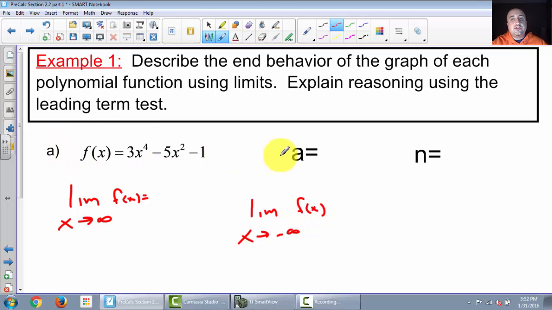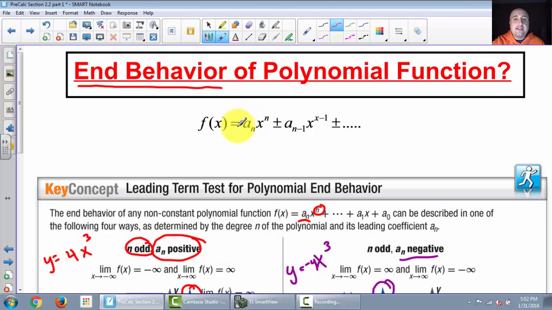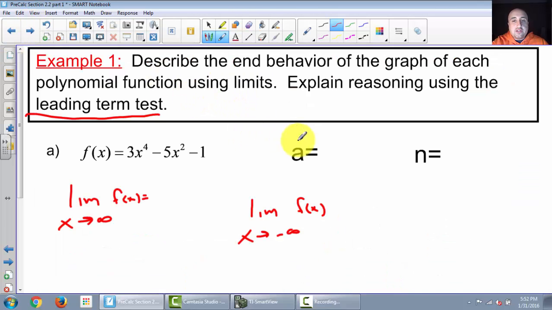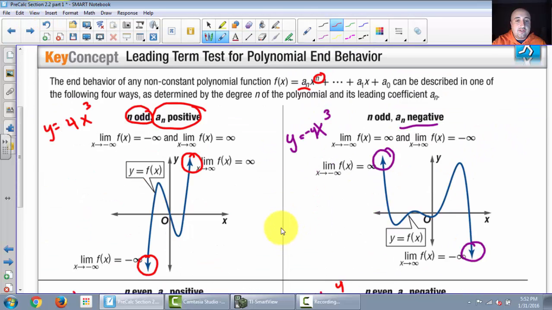Okay, so let's do this in terms of our a and n. This is called the leading term test. So remember, a is the leading coefficient. So what is our leading coefficient? Our leading coefficient is 3. Okay, so that's positive. And our n is 4, so that is even. So we have positive and even.